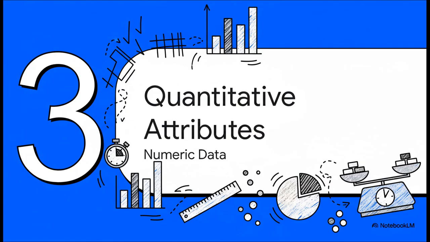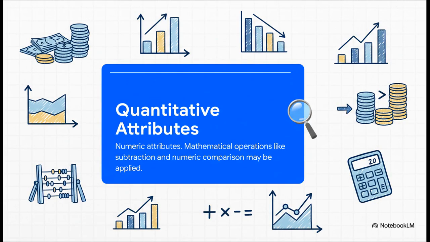All right, time to bring our second character onto the stage. This is the data of numbers, of counts, of measurements. Let's welcome the world of quantitative attributes. Now, this is probably what you picture when you hear the word data. These are your numbers, and the big takeaway here is that you can do meaningful math on them. You can subtract one price from another or compare inventory counts to see which one is bigger.